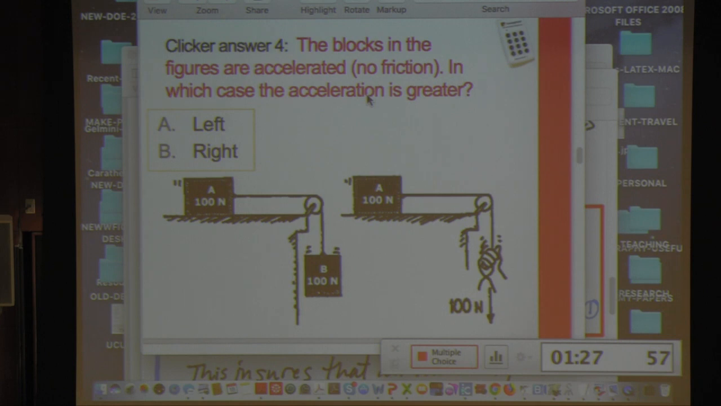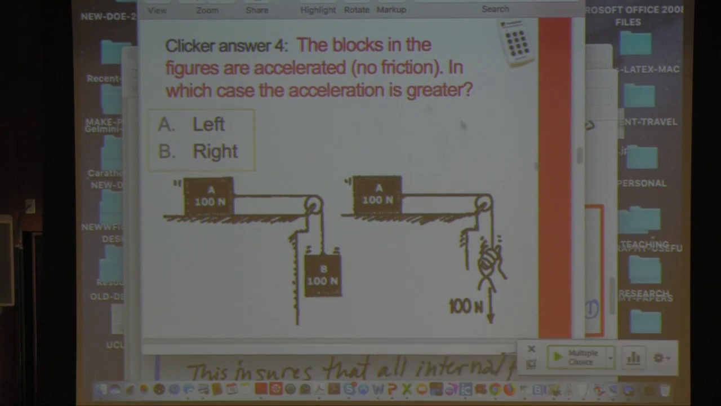Ten more people to vote. Come on, vote. Commit yourselves. Okay, there are 3 people not voting. Let us see.